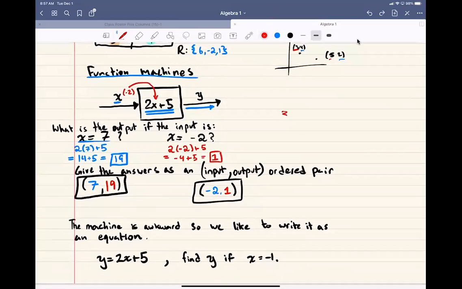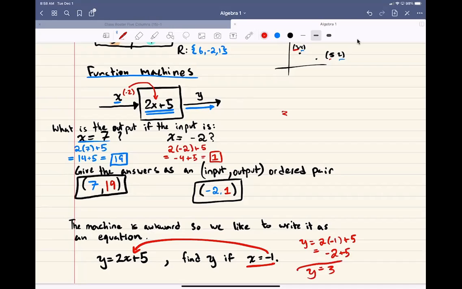All right, and that's pretty straightforward, right? So we're going to say y is equal to 2 times -1 plus 5, because x is -1, so we're plugging this in where x is. So that's going to give us 2 times -1, which is -2 plus 5. So -2 plus 5 is 3. So we get y is equal to 3. Right? That's not too hard.